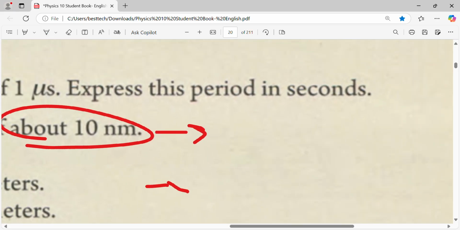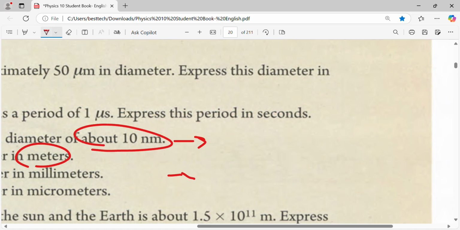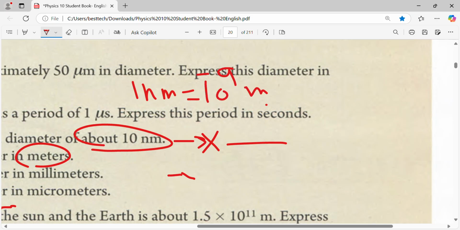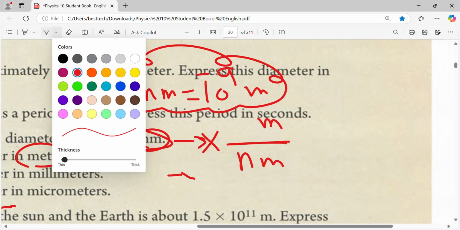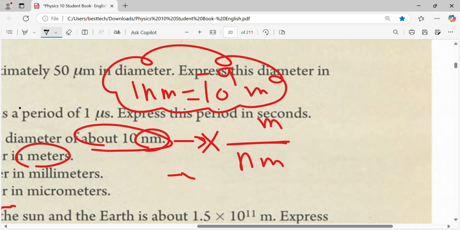Look, 10 nanometer, multiply and make a line. But first, what was the rule of nano? Now it's nano. 1 nanometer equals 10 power negative 9 meter. Multiply, make a line. It's nano, so copy it in the down. And in the up, because the question said make it meter, write the meter. This is the rule: whatever the unit in the question, if it's nano, copy it. But in the up, why do we write meter? Because the question said make it meter.